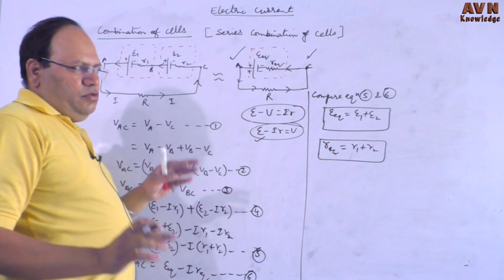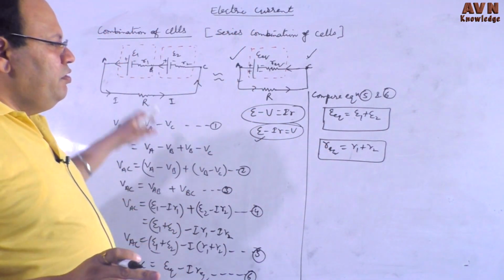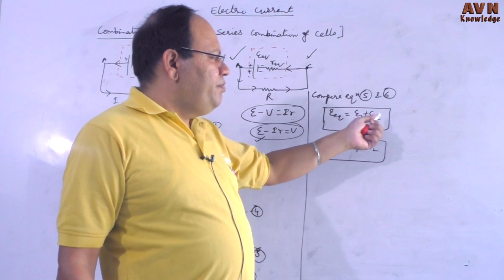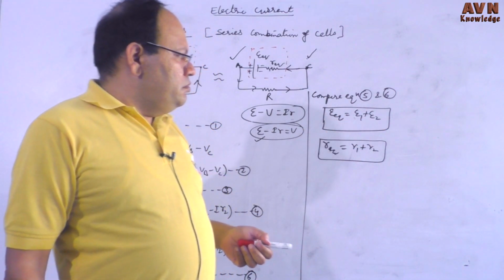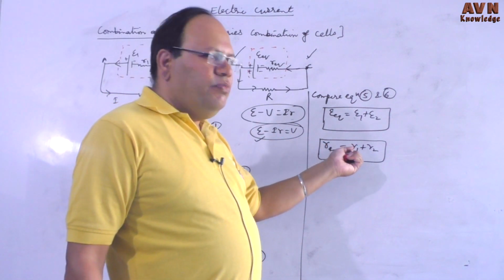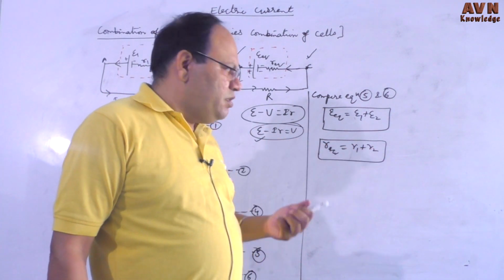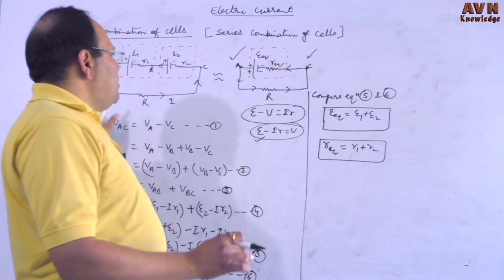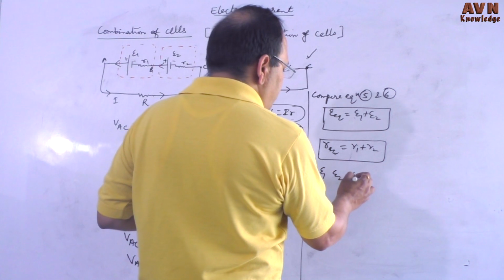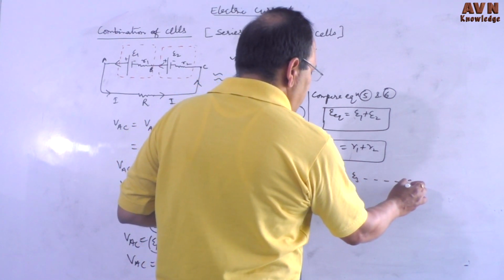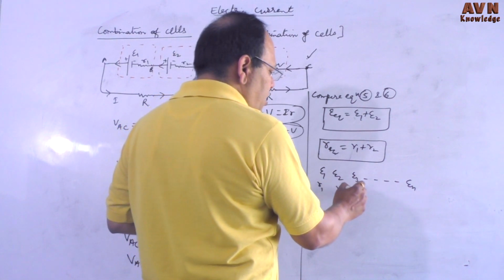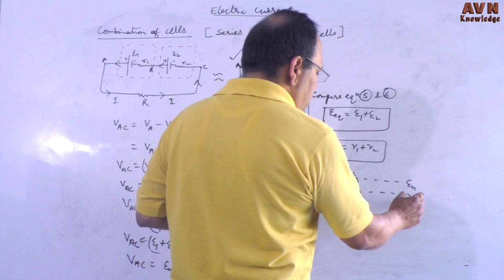So for two cell combination, what will be the equivalent EMF? Equivalent EMF equals E1 plus E2. And what is the R equivalent? R equivalent is the series combination R1 plus R2. If we use N cells, the EMFs are E1, E2, E3, and so on up to En, with internal resistances R1, R2, R3, and so on up to Rn.